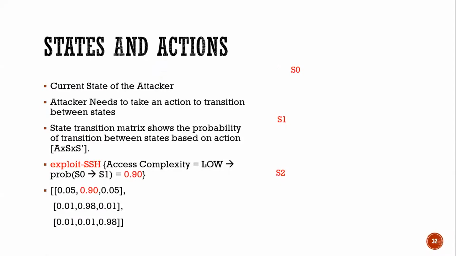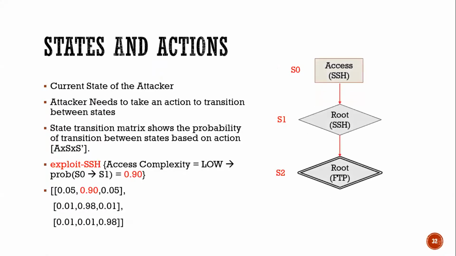So as we discussed, the states represent the current privilege level of the attacker, and the actions are the actions that the attacker will take. And the transition probabilities are the values we derive from the access complexity of each CVSS vulnerability. If we encode this information for the action exploit SSH in the form of a transition matrix, by taking action exploit SSH, there is a 0.9 probability that the attacker will go from state S0 to S1.